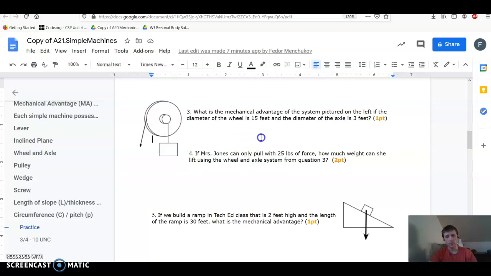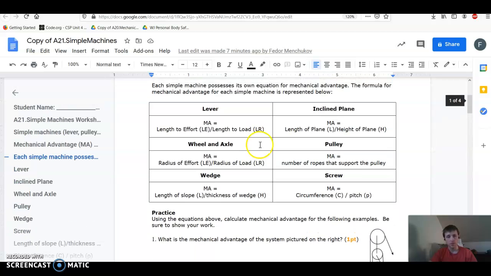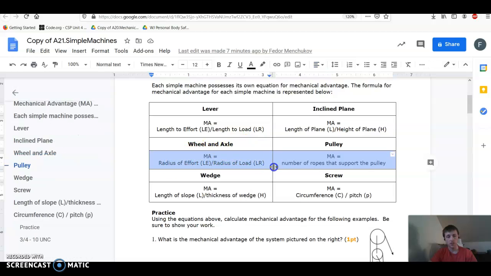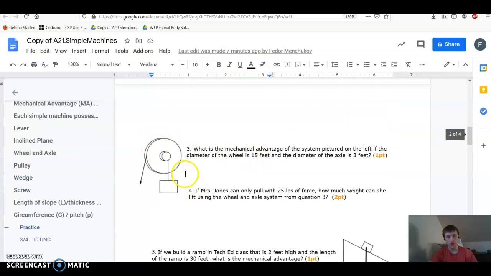Number 3 involves calculating the advantage of a wheel and axle. Please remember that the advantage here is the radius of the effort divided by the radius of the load. You can load different parts of this machine. In this case, the outer rim is the effort, and the inner part, the axle, is the load. So you should use the appropriate numbers from your equation.